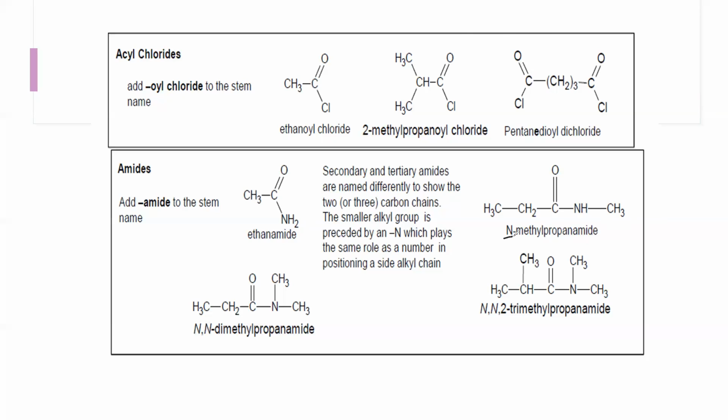So N, one carbon means there's a branch attached to nitrogen directly, and this is the main chain. So N-methyl, because one carbon in the branch, so it is methyl, and three carbon in the main chain, so prop and amide. Now, as you can see, there are two carbon chains attached to nitrogen, and they are identical. So N,N, because the first branch is attached to nitrogen, and the second is also, so N,N.